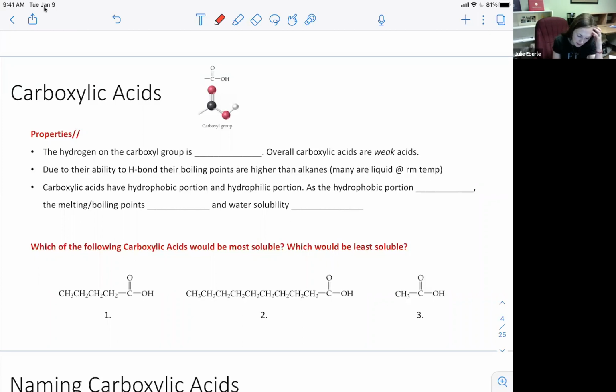So the hydrogen, by the way, on the carboxyl group is acidic. Oh, and then acid-base properties. That's another property we look at. So overall, what that means is carboxylic acids are weak acids, okay? They're not strong acids. So anybody remember the difference between strong and weak acids? What's the difference between a weak acid versus a strong acid? Someone remembers.